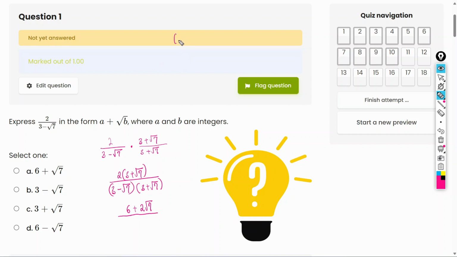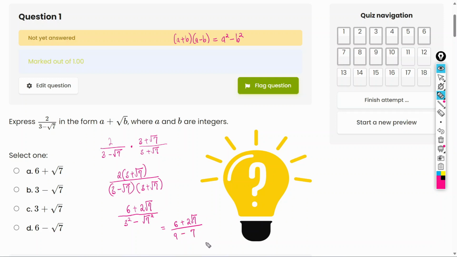Let me write that here. So a plus b times a minus b would always give you a squared minus b squared, so difference of two squares. If I use difference of two squares and multiply these two out, I would have a squared, which would be 3 squared, minus b squared, which would be root 7 all squared. So I'll end up with 6 plus 2 root 7 over 9 minus 7.